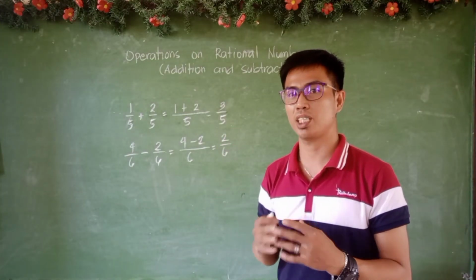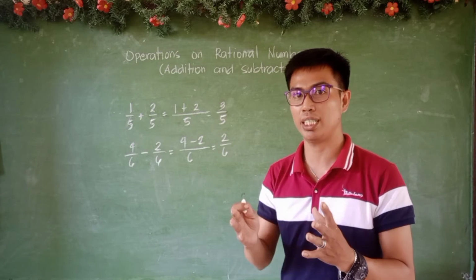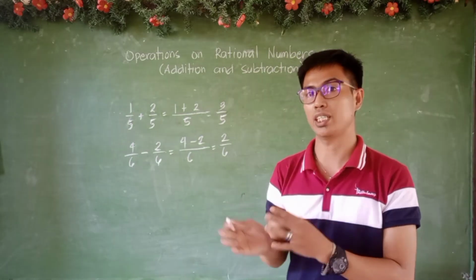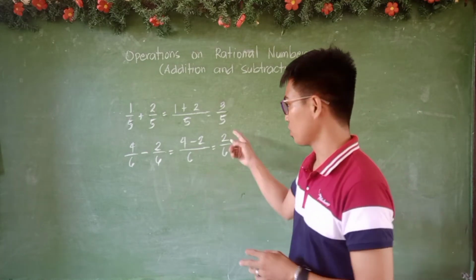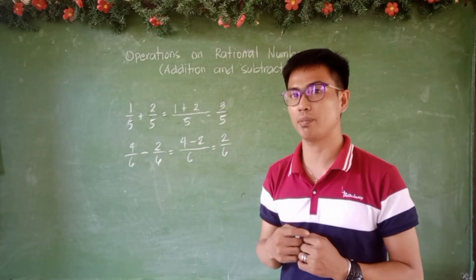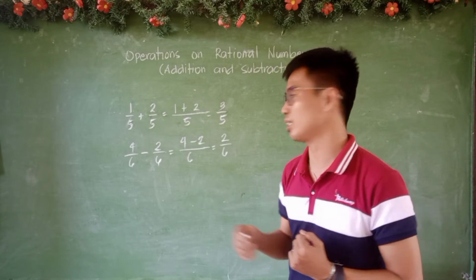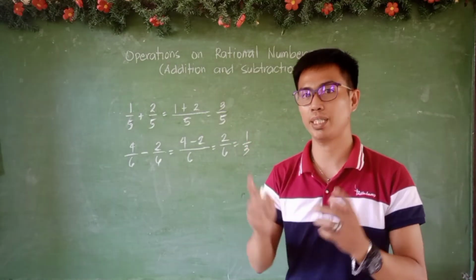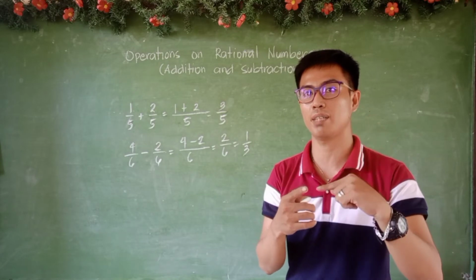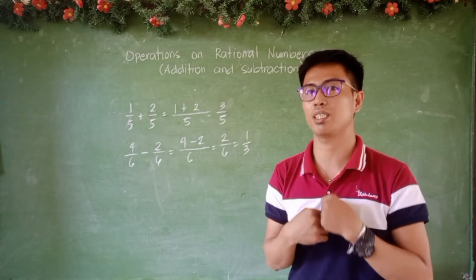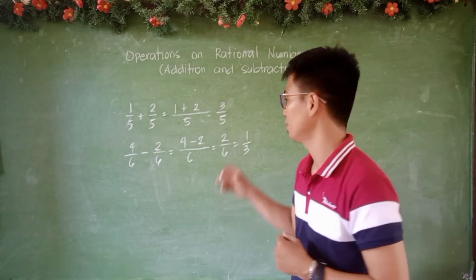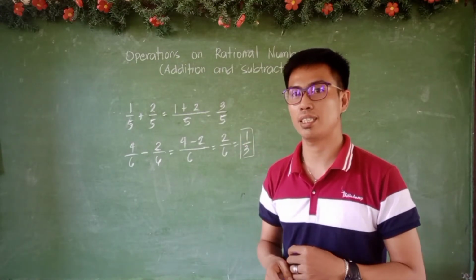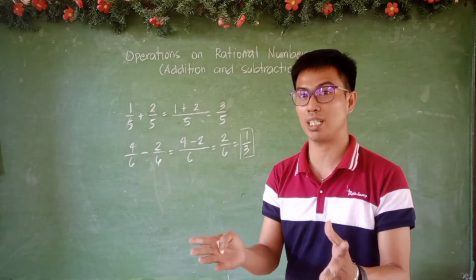And then if the given can be simplified, pwede natin siyang simplify or kunin natin yung lowest term. So since 2 over 6, or 2 and 6, are divisible by 2, then its lowest term is 1 over 3. So divide lang natin yung numerator and the denominator sa 2 kasi parehas naman silang divisible sa 2. That is the lowest term, 1 over 3. And that is how you add or subtract similar fractions.